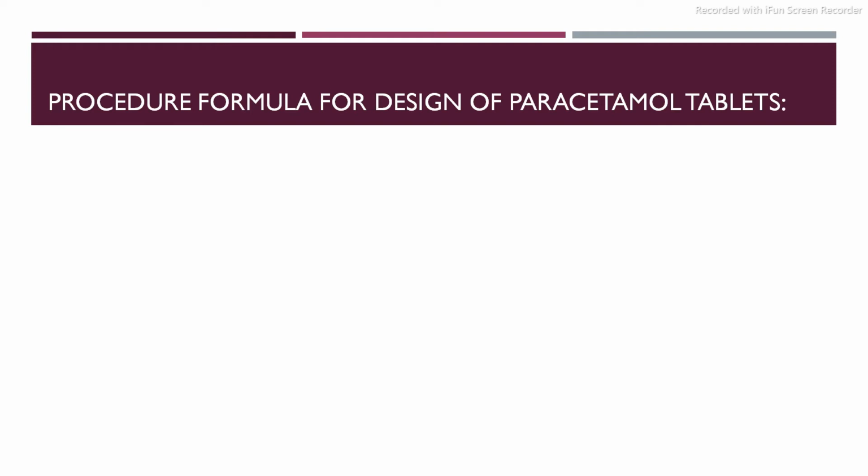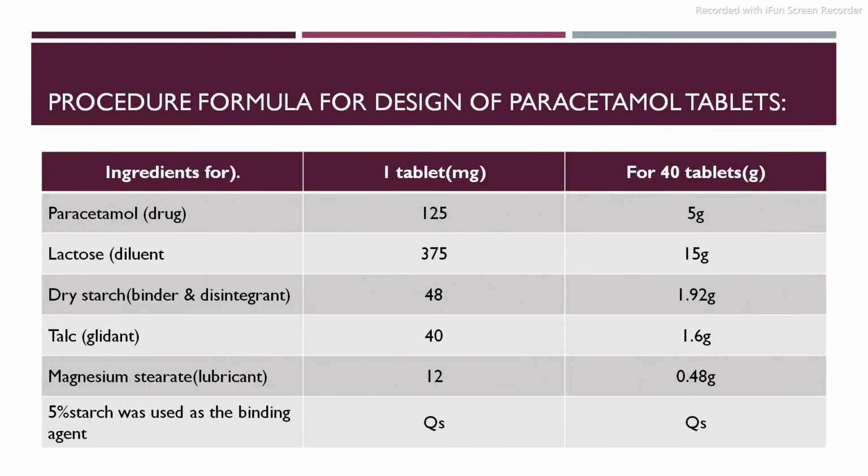Then procedure formula for design of paracetamol tablet. So this is the formula by which we can prepare a tablet. Just look at the first ingredient, that is your active ingredient paracetamol. For one tablet 125 milligram, and for 40 tablet about 5 grams. If you want to prepare a tablet of 40 batch, then for 40 tablets it requires 5 gram.